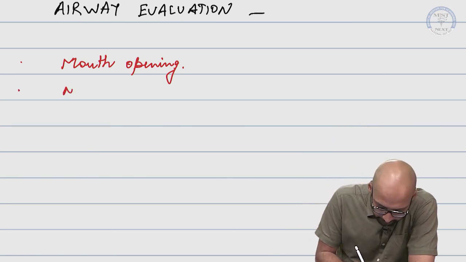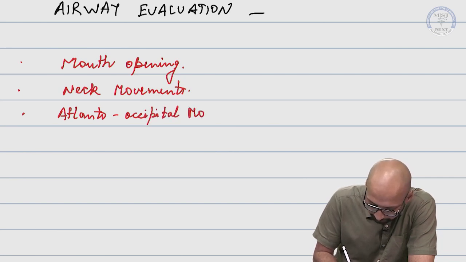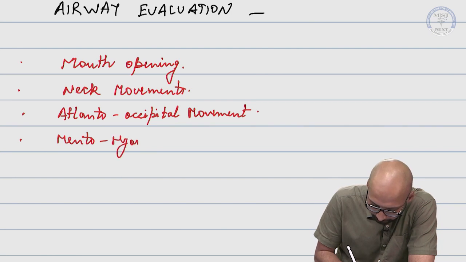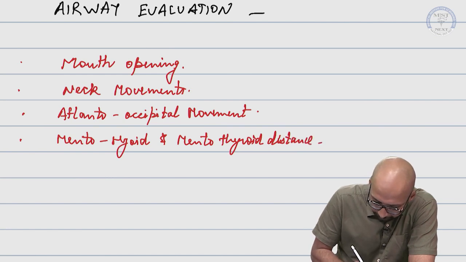Secondly, neck movements. Thirdly, atlanto-occipital movement. Fourth, mentohyoid and mentothyroid distance. And finally, we move on to Mallampati classification.